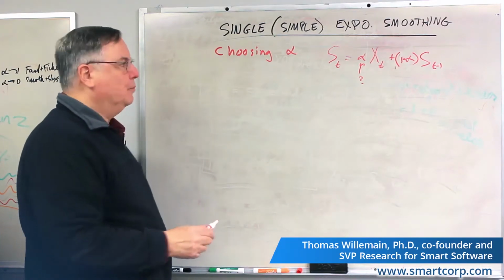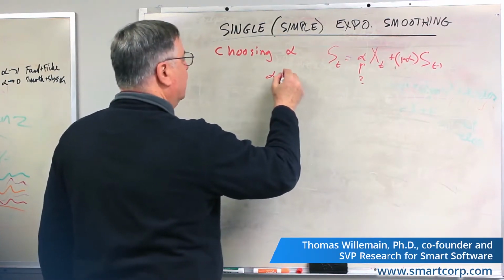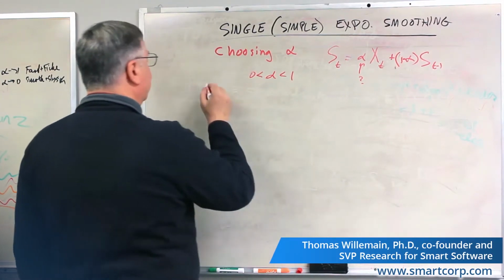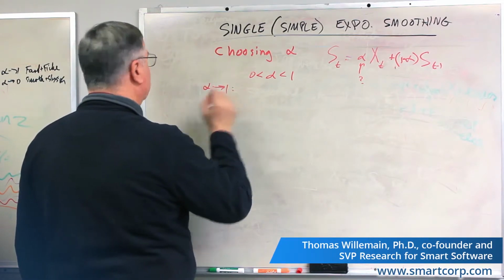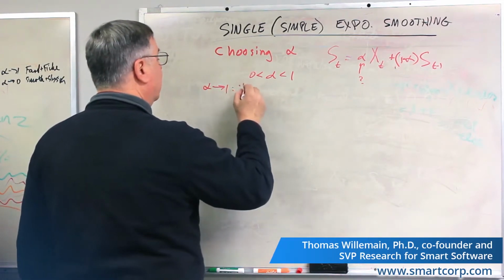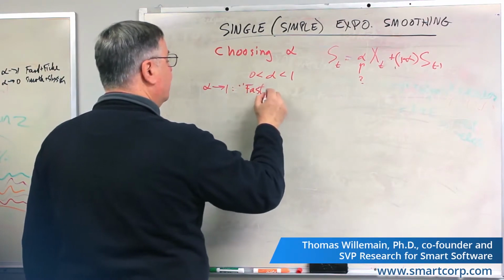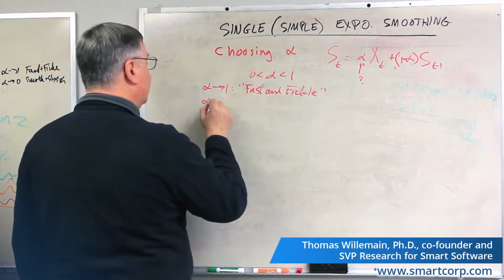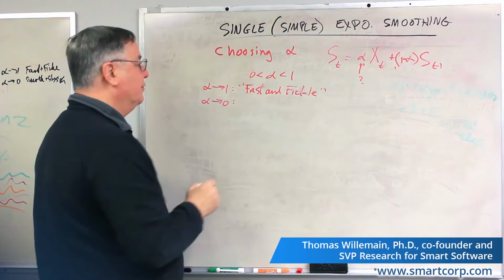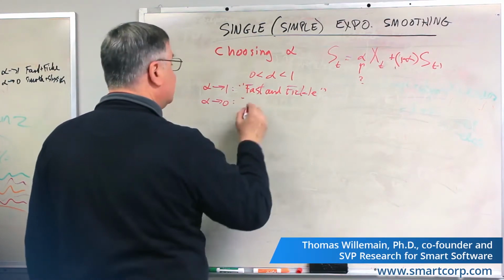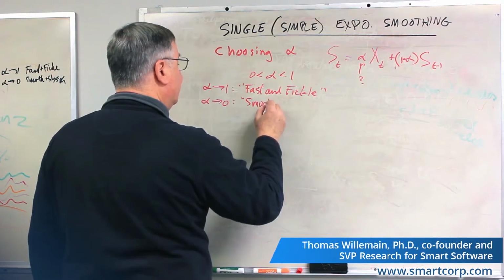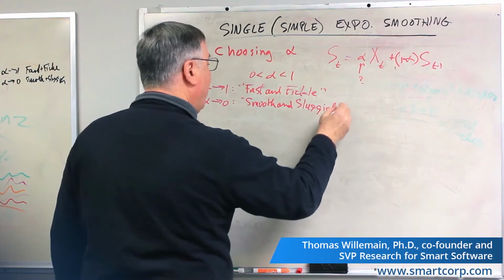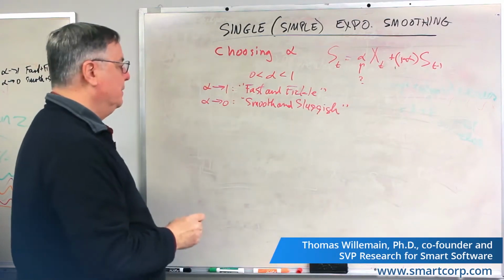Well, there's a simple way to think about this. Alpha can be up as far as 1 or down close to 0. And as alpha approaches 1, we could say that the resulting smooth is fast and fickle. And as alpha goes in the other direction and gets smaller, closer to 0, we could say it's smooth and sluggish. And let me show you in pictures what that means.